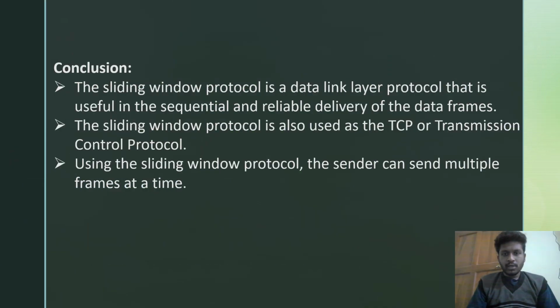Conclusion. The sliding window protocol is a data link layer protocol which is useful in delivery of frames sequentially and reliably. The sliding window protocol is also used in TCP, or Transmission Control Protocol. Using sliding window protocol, the sender can send multiple frames simultaneously.